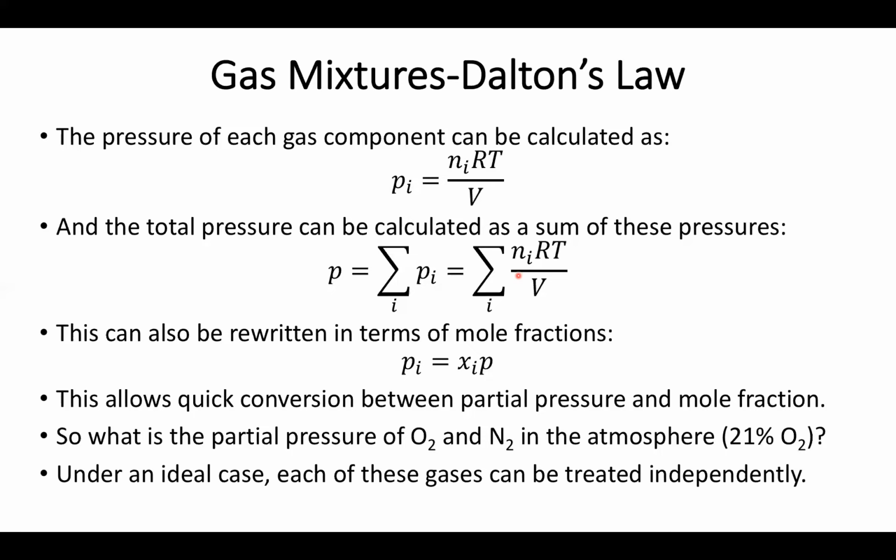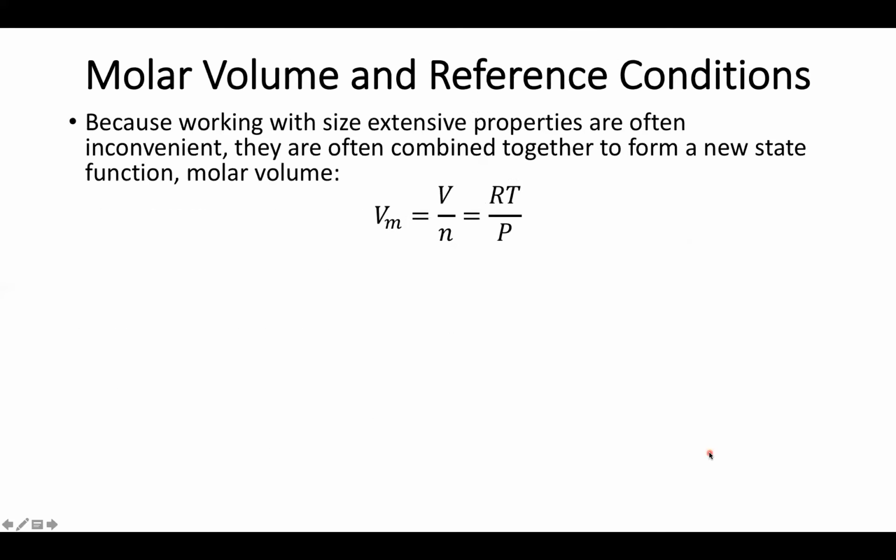with gases, and that's simply the fact that I don't like working with size extensive properties, things like volume and the number of moles. These can be quite problematic to work with when I'm working with something like the atmosphere. So it's often very traditional to convert size extensive properties like volume and moles and combine them to make a size intensive property. This is also something useful to be aware of as we go forward: if I take the ratio of two size extensive properties, I generate a new size intensive property.